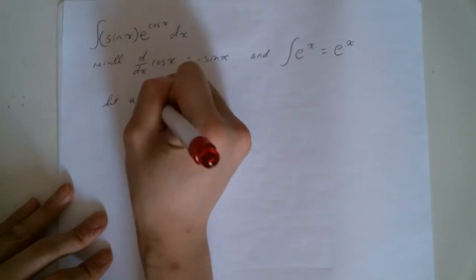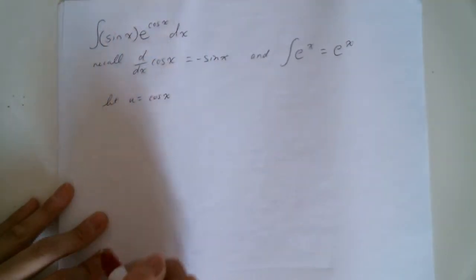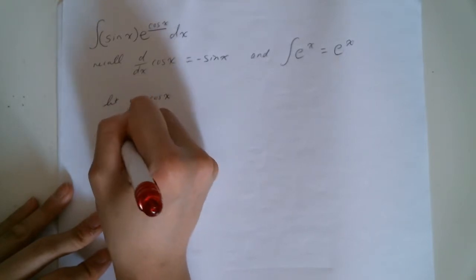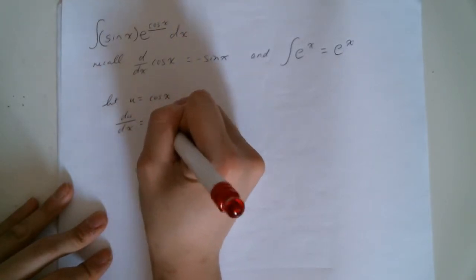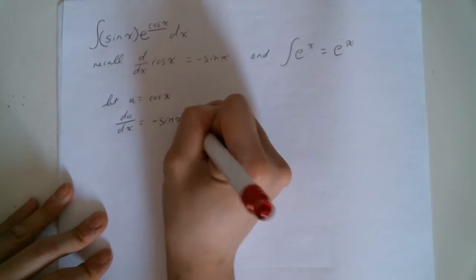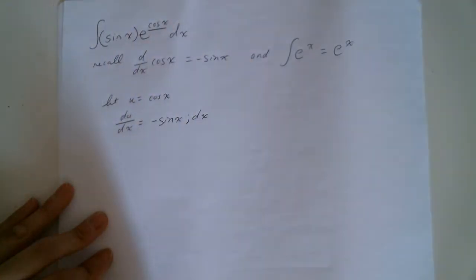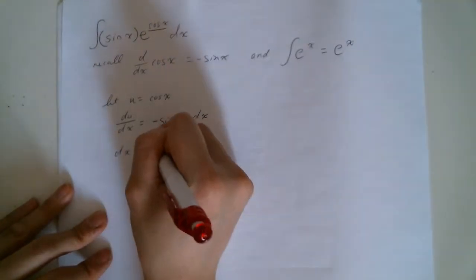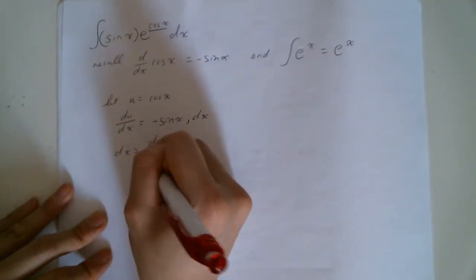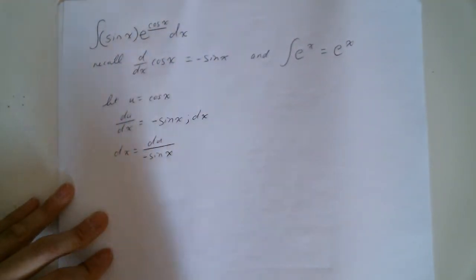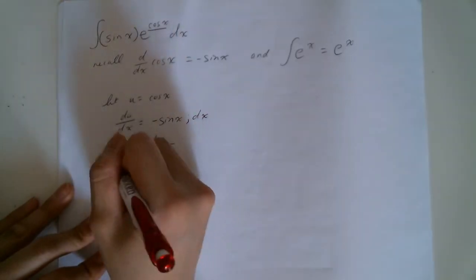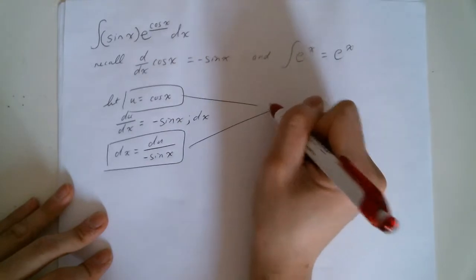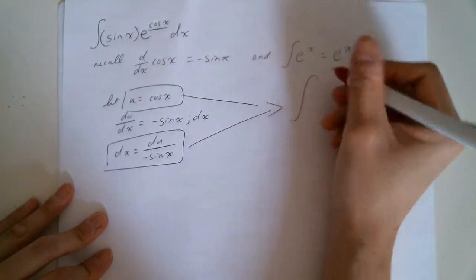So because of this, we're going to let our u be cos x, and on differentiation, we are going to obtain what we previously mentioned, negative sine x. So we'll find that once we isolate that for dx, we obtain du over negative sine x, and on substituting both of those small equations into our initial integral, we'll find that the sines will actually cancel.